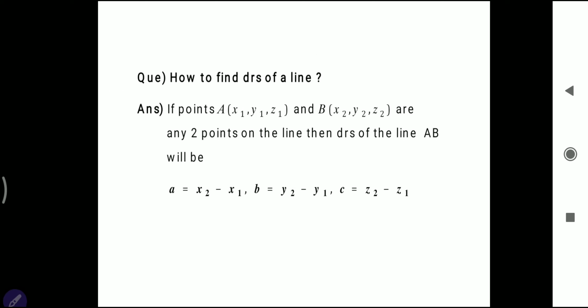Now if you want to find the direction ratios of any line whose endpoints are (x1, y1, z1) and (x2, y2, z2), say the line AB, then the direction ratios are given by x2 minus x1, y2 minus y1 and z2 minus z1. Simply subtract the corresponding x, y, z coordinates, and you will get the direction ratios of that line.